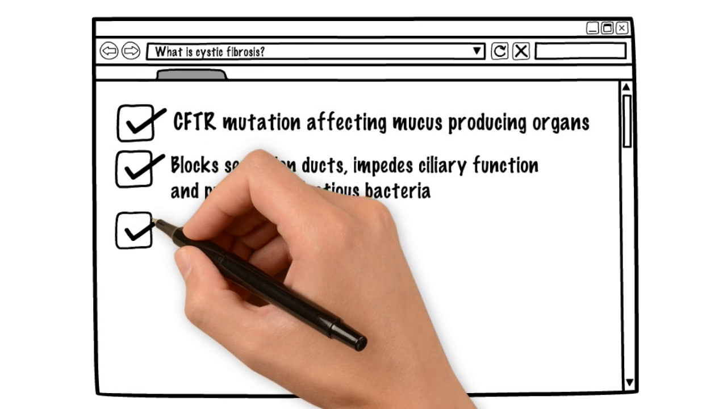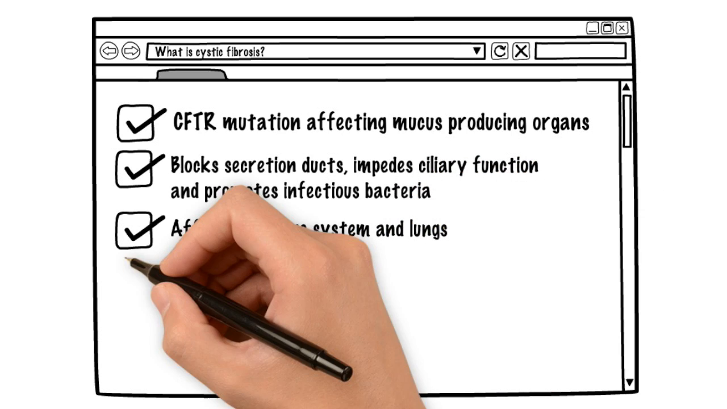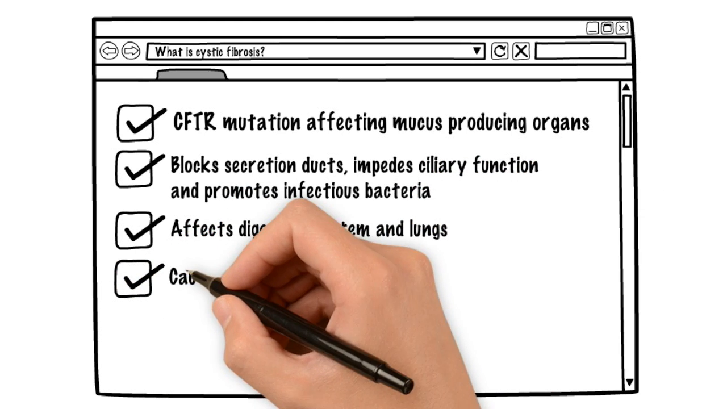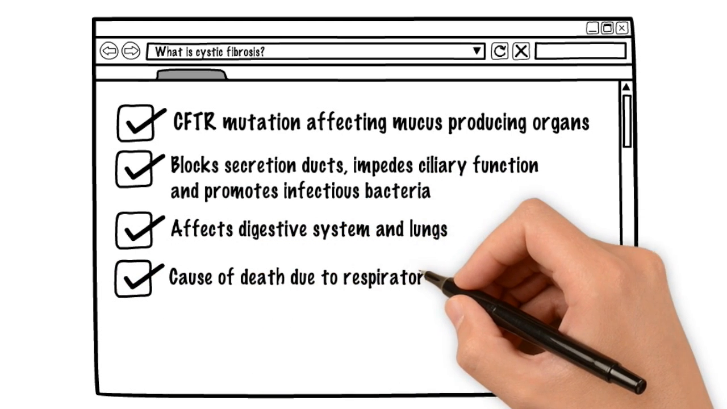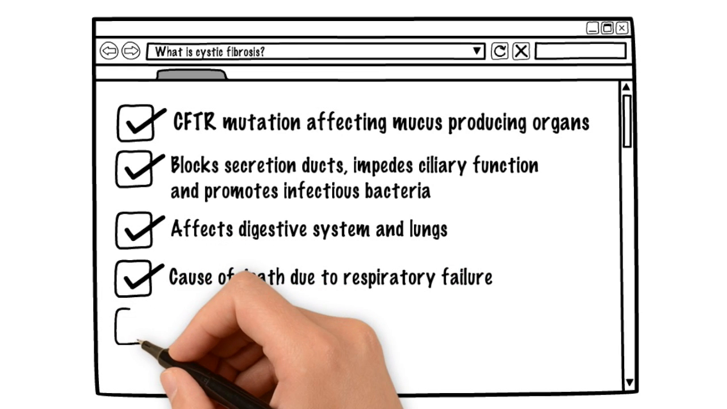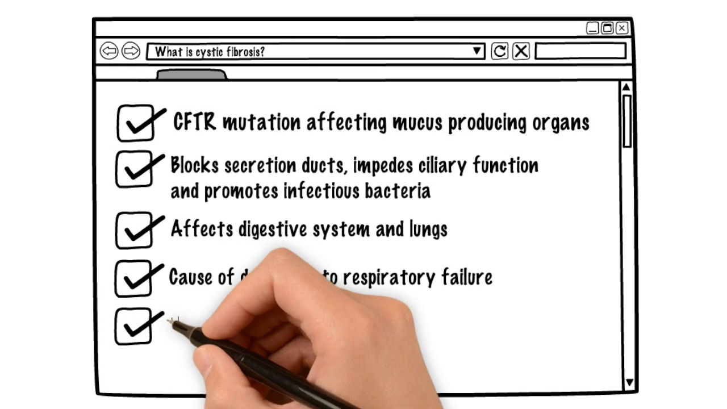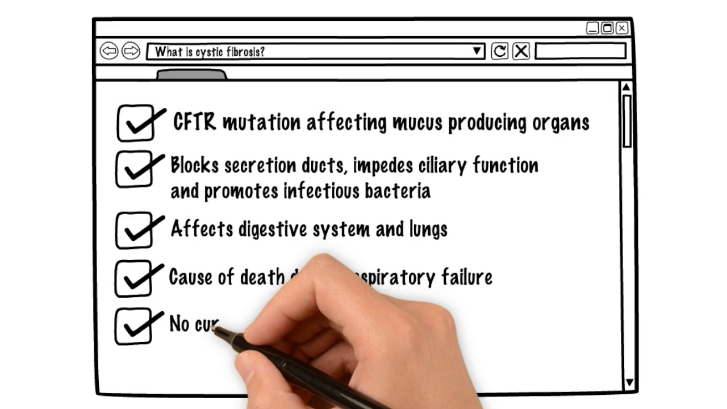This causes problems to the digestive system and permanent lung damage. CF patients often die of respiratory failure. There are multiple ways to diagnose CF and many treatments that can improve the quality of life, but a curative treatment is yet to be found.